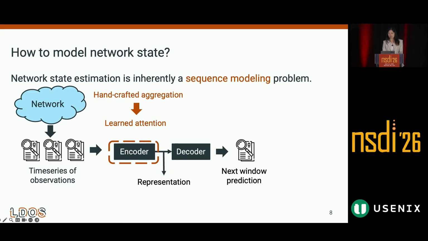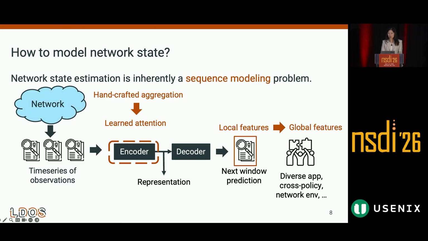Another key difference in our framework is that we are trying to learn from global features instead of just task-specific local features. We use network features from a lot of diverse applications, cross-policies, and also diverse network environments. And this allows the model to move from local signals to some global understanding. As a result, this learned embedding captures the latent factors that matter for an accurate prediction of the global state.